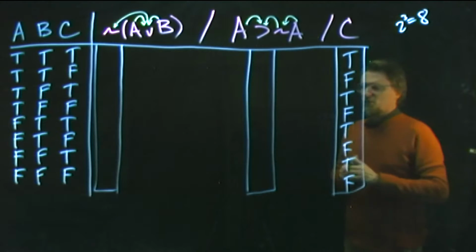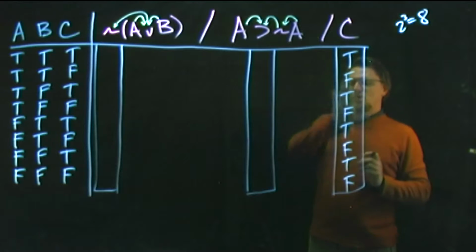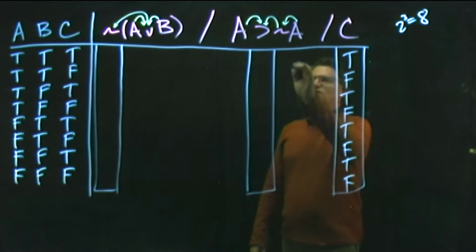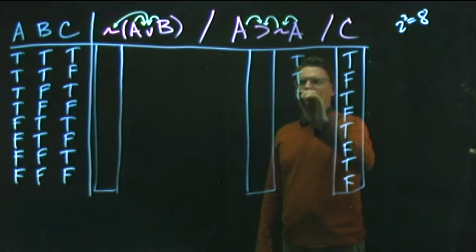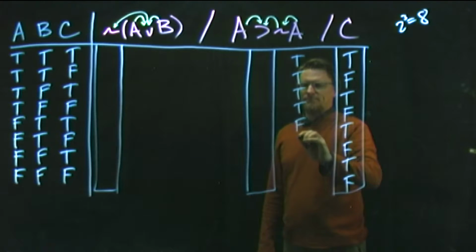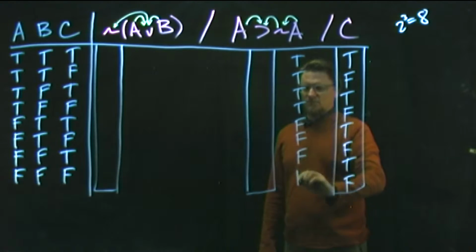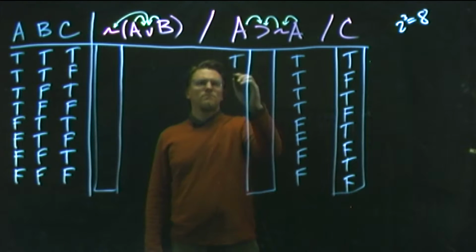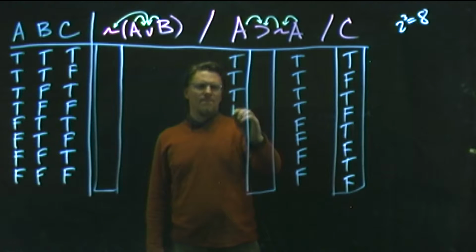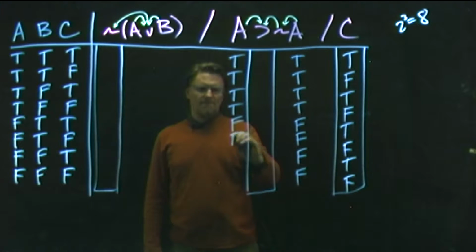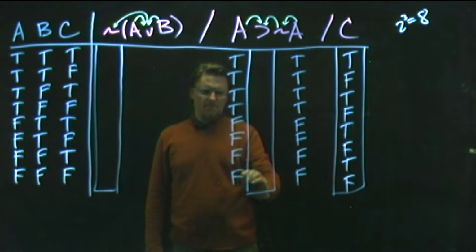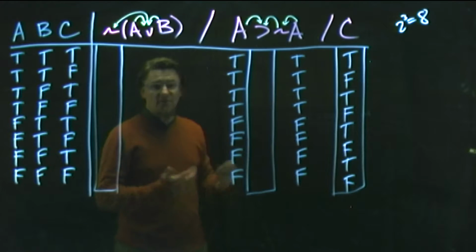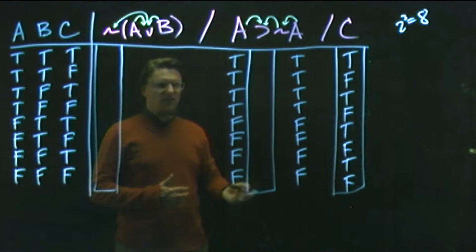Excuse me, just had to suppress a sneeze there. So we'll go from that to this one. And so we're going to copy over the A column there. So we're looking at 4 trues, followed by 4 falses. Sorry about the squeaking sound, but anyway, 4 trues followed by 4 falses there as well.